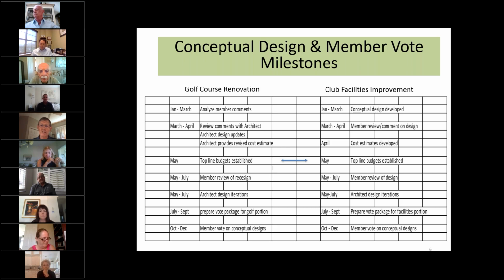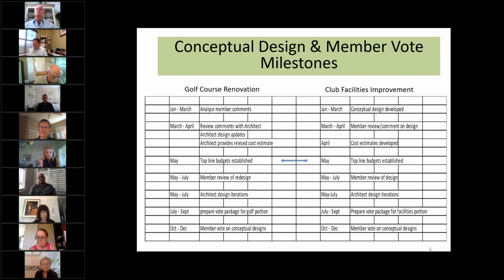And that's where the tough decisions will come in about how much money we're going to spend on each project and overall. We don't have the data to make that decision right now, but we should by May. After May, both projects work through continued member review, architect design iterations, preparing the vote package for both parts, and then the member vote in the October through December timeframe. This schedule will get progressively more detailed as additional steps come into focus.